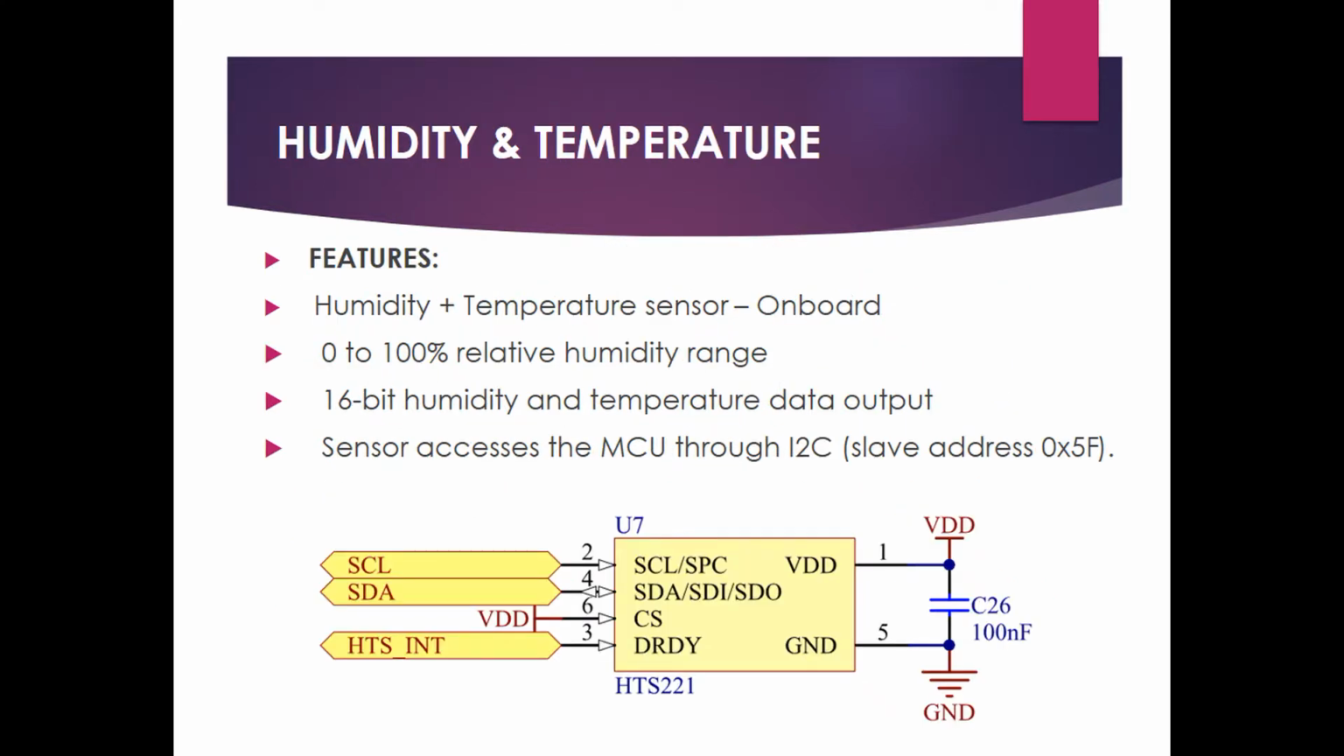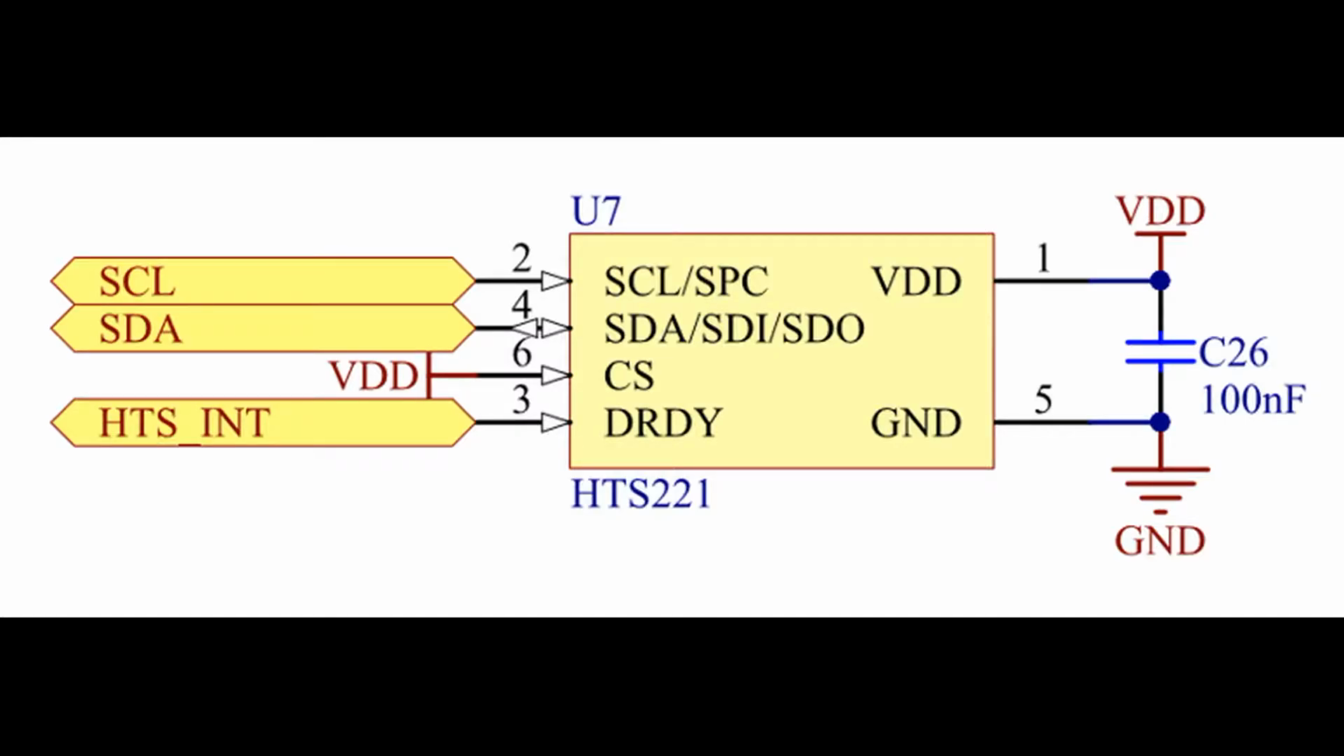The humidity and temperature sensor is on board and it has a 0 to 100% relative humidity range, and the output is a 16-bit humidity and temperature data output. The circuit diagram is shown and each of the pins represents each function.